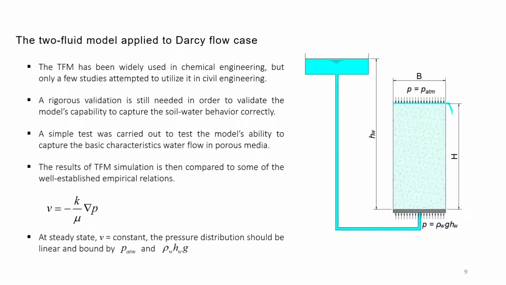This model has been used quite extensively in chemical engineering in the context of fluidized beds and pneumatic conveyors. However, in civil engineering, we still need some validation to make sure the model is able to replicate the behavior of water and soil in terms of initial seepage and dynamic movement. For that, we set up a simple case of a constant head tank connected to a sand column, applying constant pressure at the bottom, and the seepage velocity can be measured by Darcy's law here.